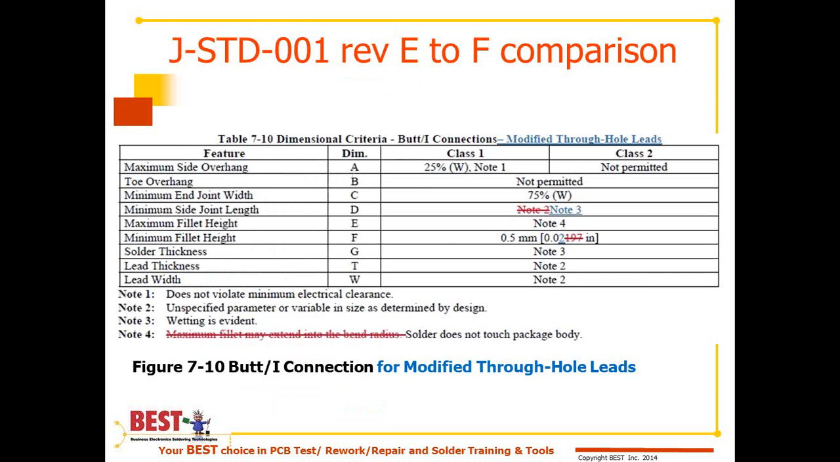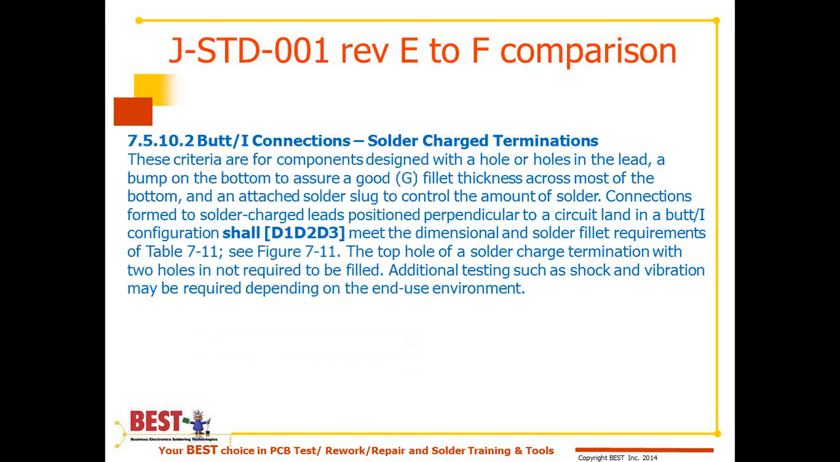And then Figure 7-10 shows the butt-eye connections for modified through-hole leads. And then it adds the section here under 7.5.10.2, which is for the eye connection solder charge terminations. And it says that these criteria are for components that are designed with a hole or holes in the lead. They bump on the bottom to assure a good fillet thickness across most of the bottom, and an attached solder slug to control the amount of solder.